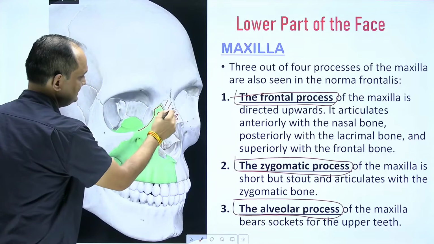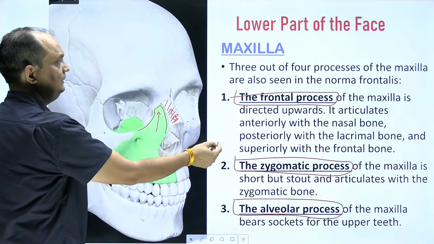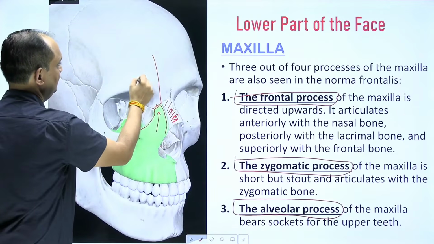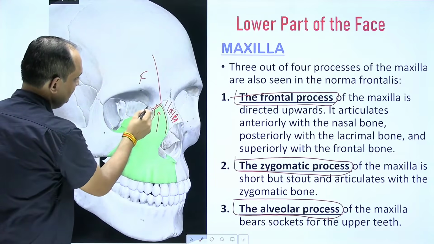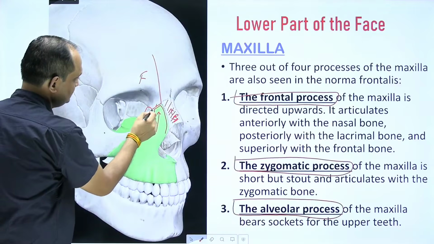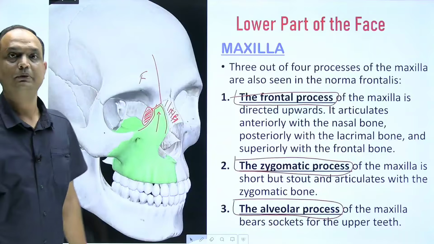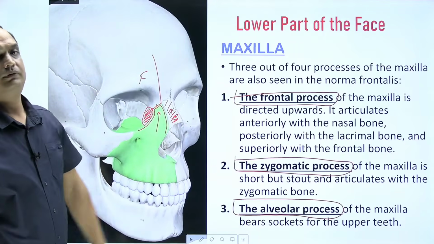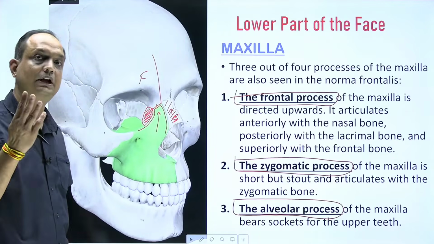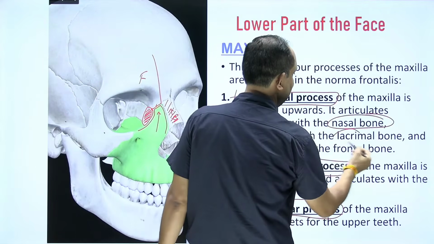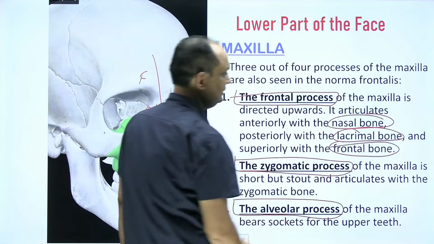Here you can see this is the nasal bone, and in the upper part it is articulating with the frontal bone, and on the inner side, or posteriorly, it is articulating with the lacrimal bone. So when you are reading the frontal process, you will have the 3 bone articulation. First is the nasal bone, second is the lacrimal bone, and third is the frontal bone.